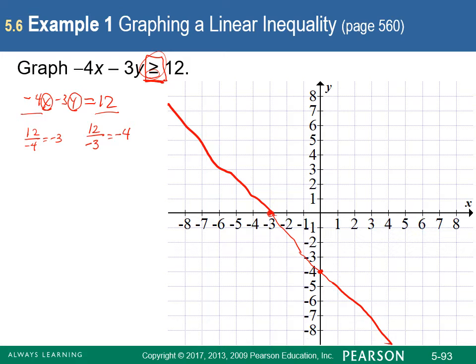I am particularly fond of this point, 0, 0. If I take the original inequality and substitute a 0 for x and a 0 for y, I get 0 minus 0, which is 0. And the original inequality said 0 is greater than 12. That is not true. Therefore, the opposite side of the line needs to be shaded.